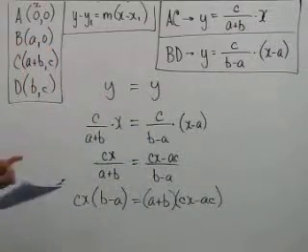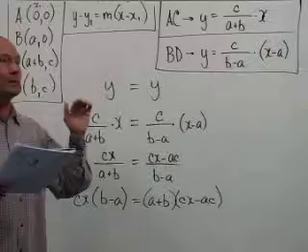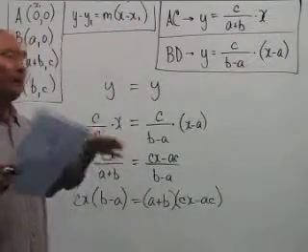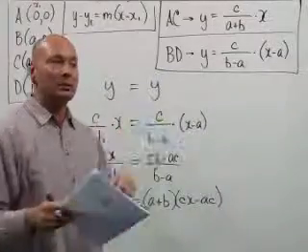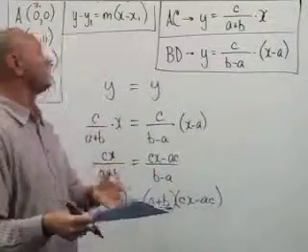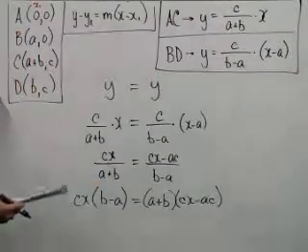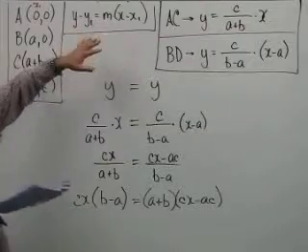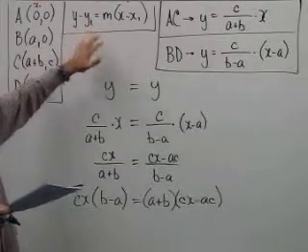So what we're going to do is use the equations of each of the diagonals. And the point where they meet is going to be the point where both equations are equal to each other. So we've got our points A, B, C, and D. We're going to be using the point-slope equation of the line.